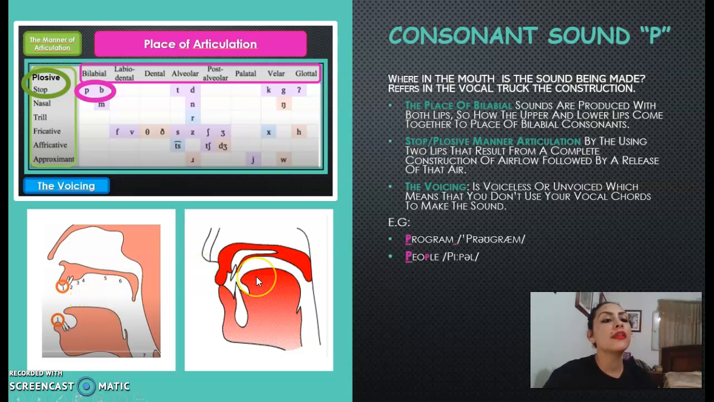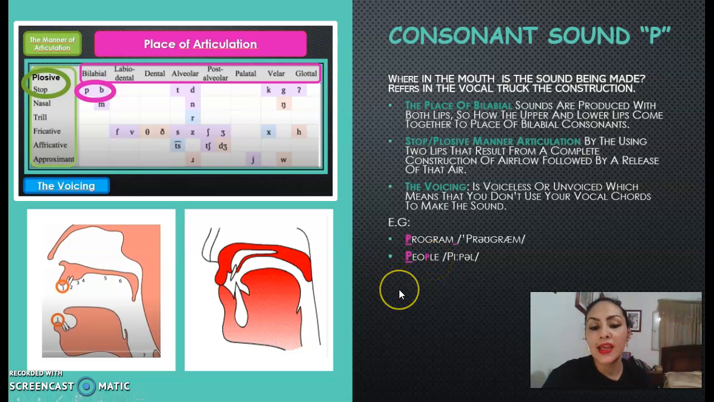And the manner of articulation of p is a stop, using the two lips to produce a complete obstruction of the airflow followed by the release of the air. And the voicing is unvoiced, which means you don't use your vocal cords or vocal folds to make the sound. For example, program, people. Yes, it is the p.